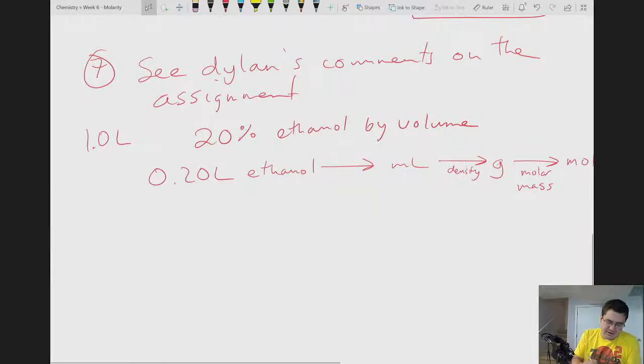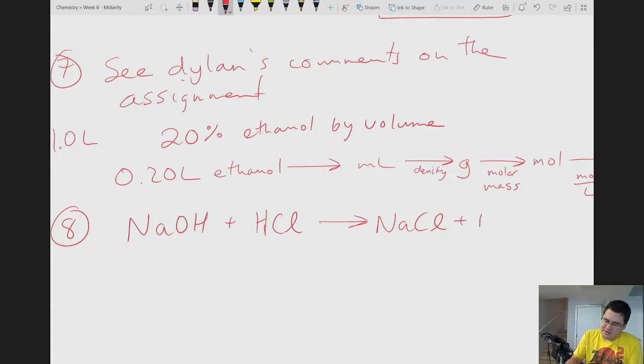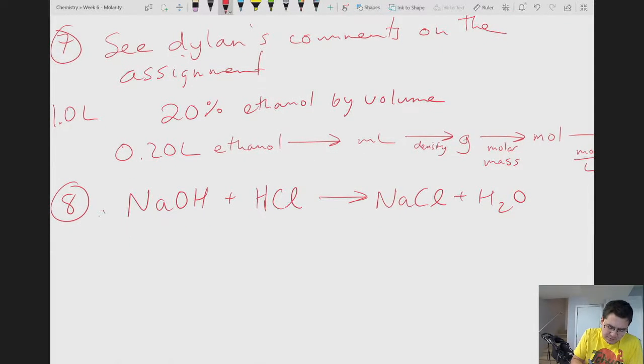Okay, and then number 8, I'll do with you. It's some sodium hydroxide plus some hydrochloric acid. It says is neutralized. Well, when we neutralize things, we always end up with a salt or an ionic compound and water. And everything in here is 1-to-1, right? So it doesn't need any more balancing. So that's part A.